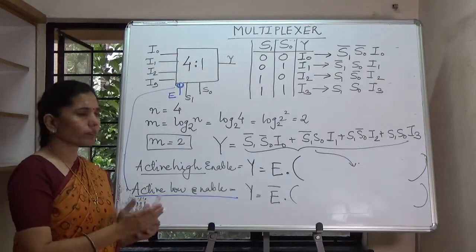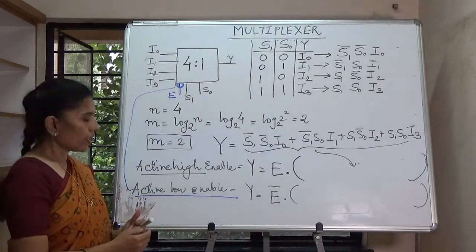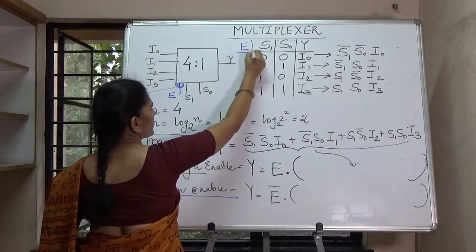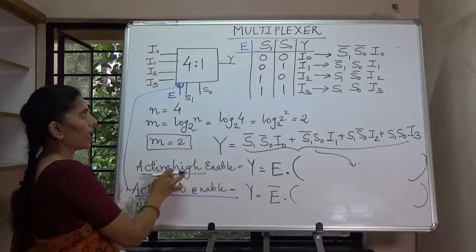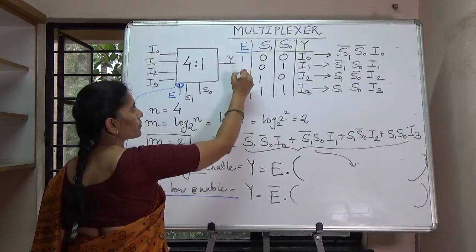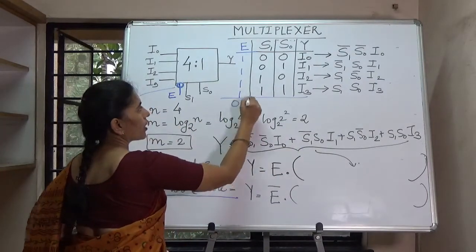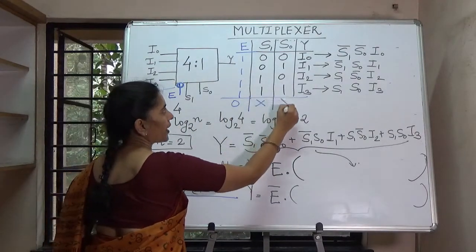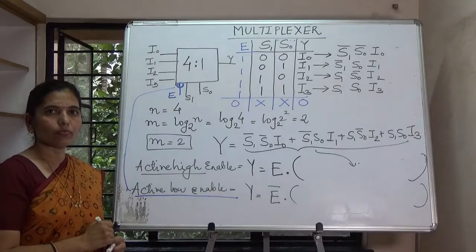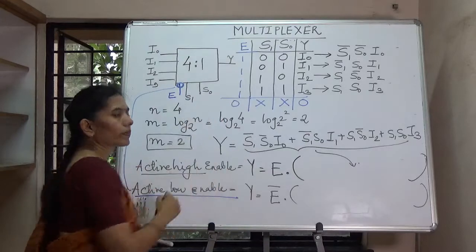And the last part is, how does the table get modified? The table gets modified by introducing one more column over here, that is E. If enable is high, then these entries would be valid only if E is a 1. If E is 0, then don't care about what S1 and S0 are, Y will be equal to a 0. This is for an active high enable line.